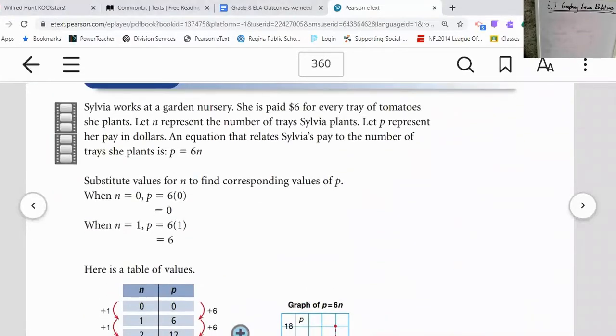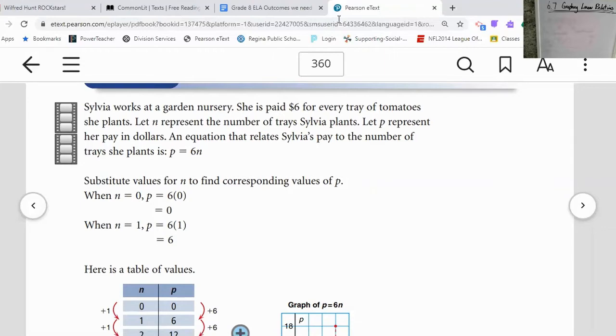Let's take a look at this example here. So this girl named Sylvia, she works at a garden nursery. Nice summer job. Now, how much does she get paid? Well, it's unique. She is paid $6 for every tray of tomatoes that she plants. All right. So let n, it's a variable, it's an unknown, represent the number of trays that Sylvia plants. Let p represent her pay in dollars. So an equation that relates Sylvia's pay to the number of trays she plants is p is equal to 6n.